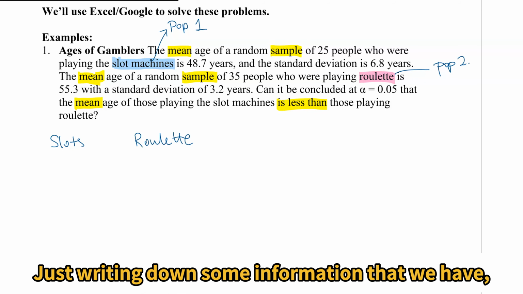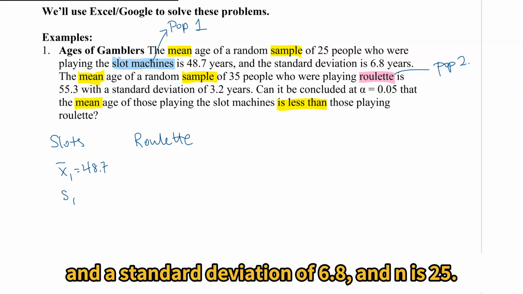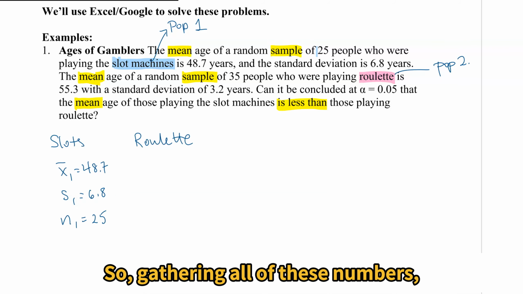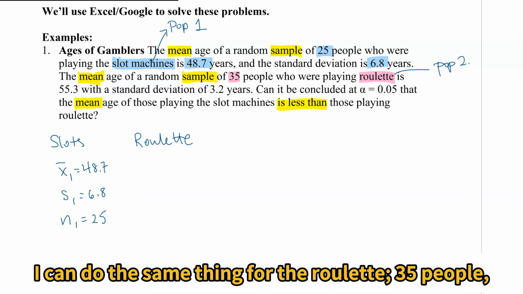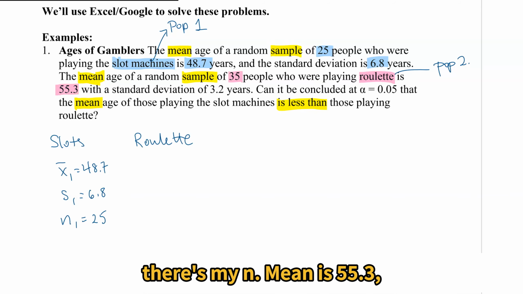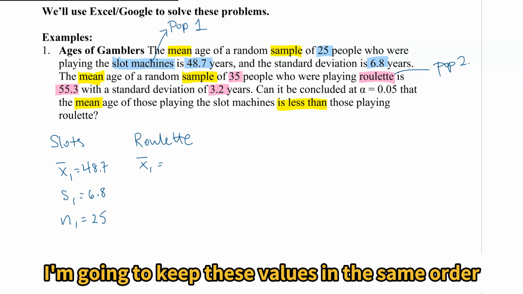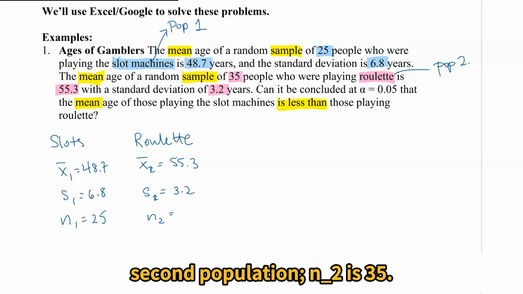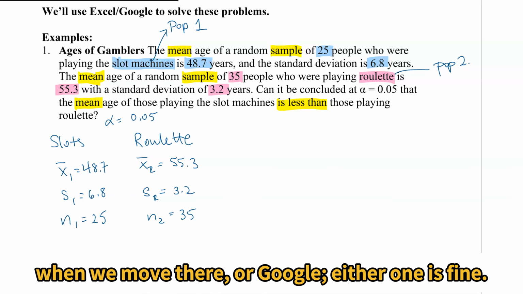Okay. So now labeling our information, we're going to call the slot machines population 1, and we'll call roulette population 2. Just writing down some information that we have. For the slots, I have an average mean, 48.7, and a standard deviation, 6.8, and n is 25. I can do the same thing for the roulette: 35 people, there's my n, mean is 55.3, standard deviation 3.2. I'm going to keep these values in the same order though. These are 2's, second population, and n2 is 35. I also know alpha is 0.05, so I'll need that in the Excel template when we move there, or Google.